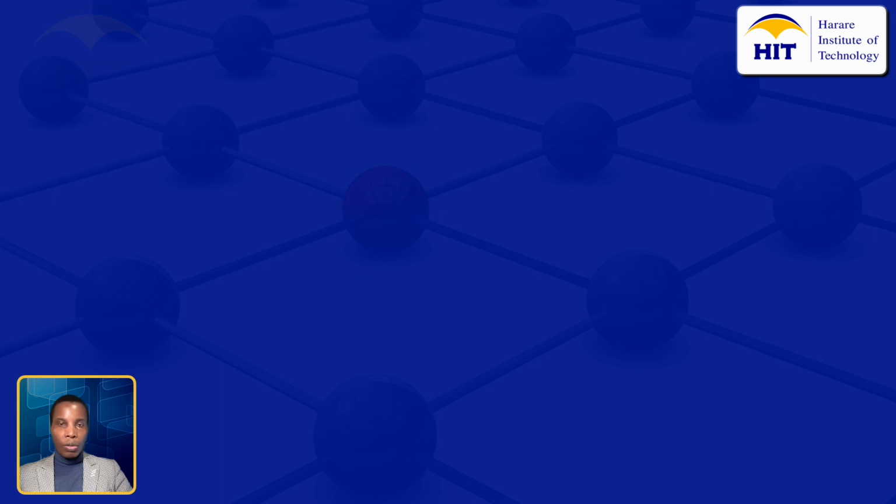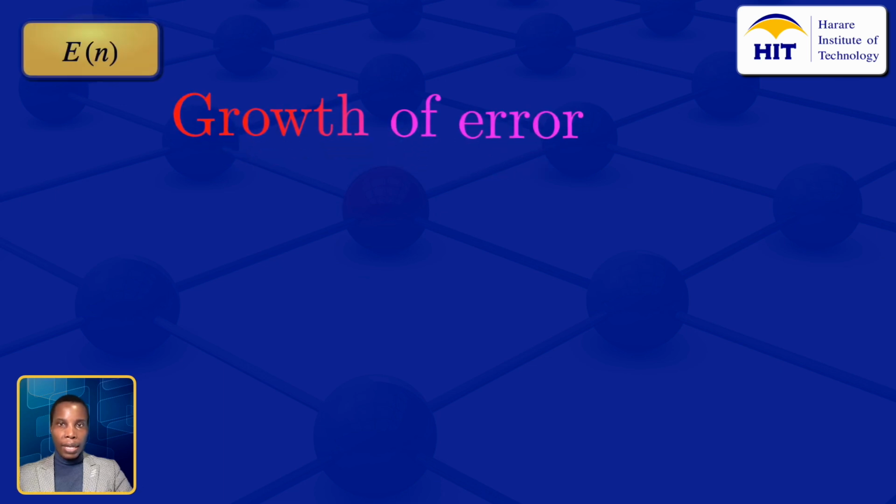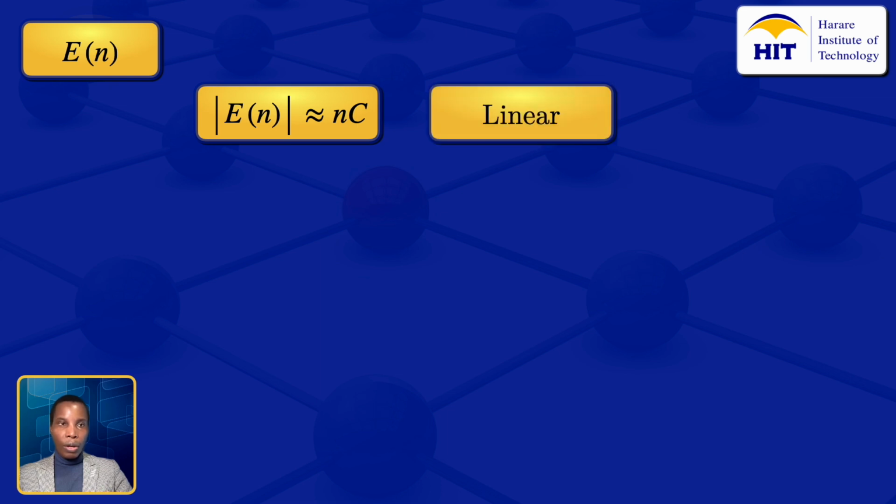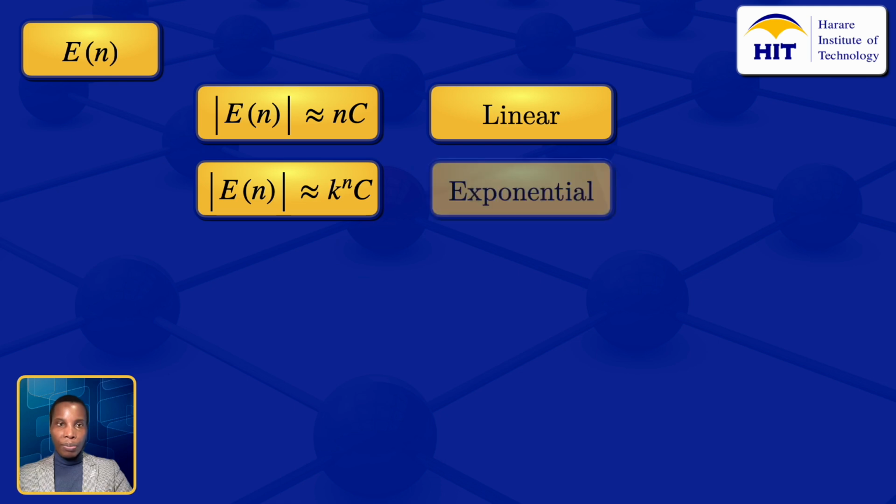If we denote the growth of error after n steps by εn, if the absolute value of this growth of error is approximately equal to n multiplied by c, where c is a constant, then we have a linear growth of the error. And if the absolute value of the growth of the error is approximately equal to k to the power n multiplied by c, where c is a constant, then the growth of the error will be exponential. But it will be dependent on the value of the k that we have here.